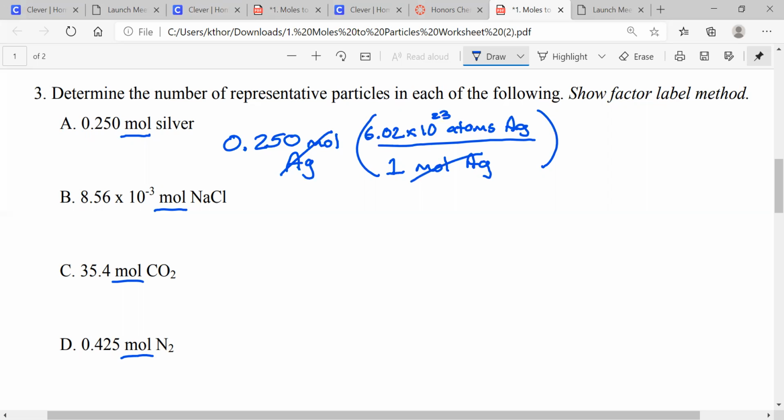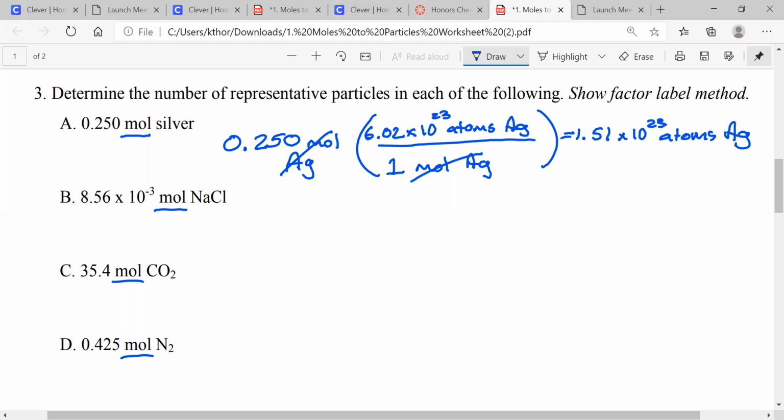Moles cancels out. So 0.25 times 6.02. I get 1.51, because I'm considering my sig figs, times 10 to the 23rd atoms of silver. Whoa, atoms of silver.